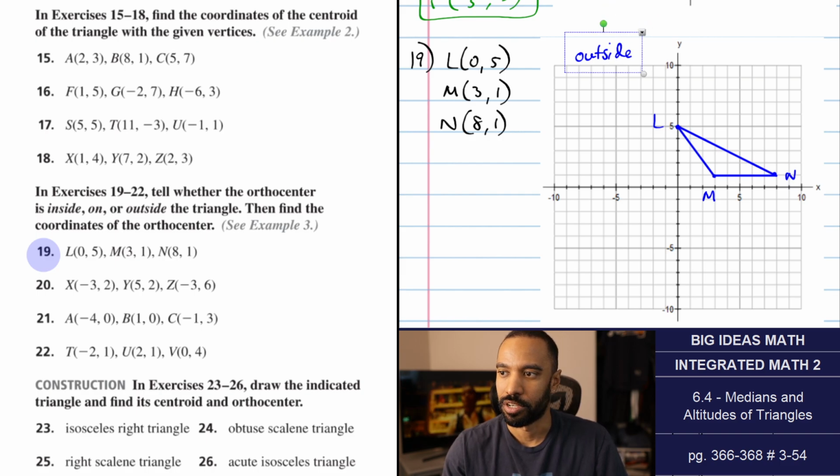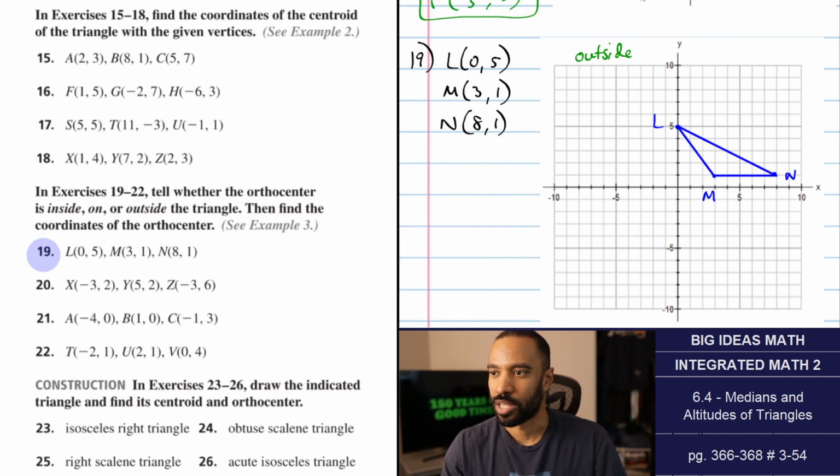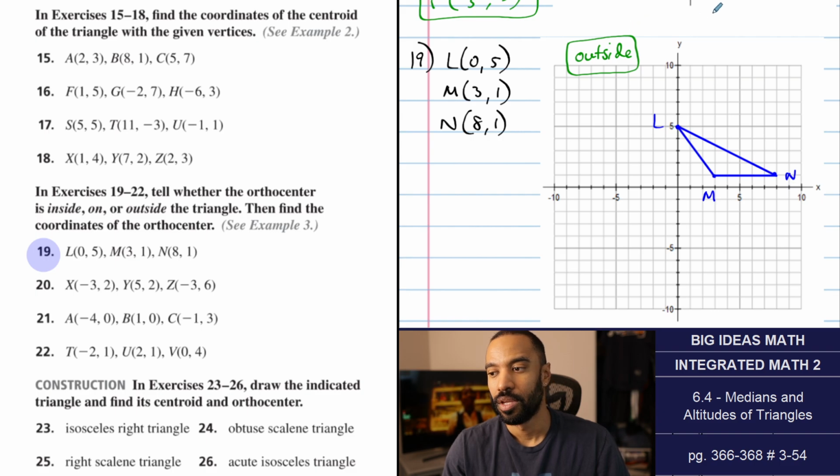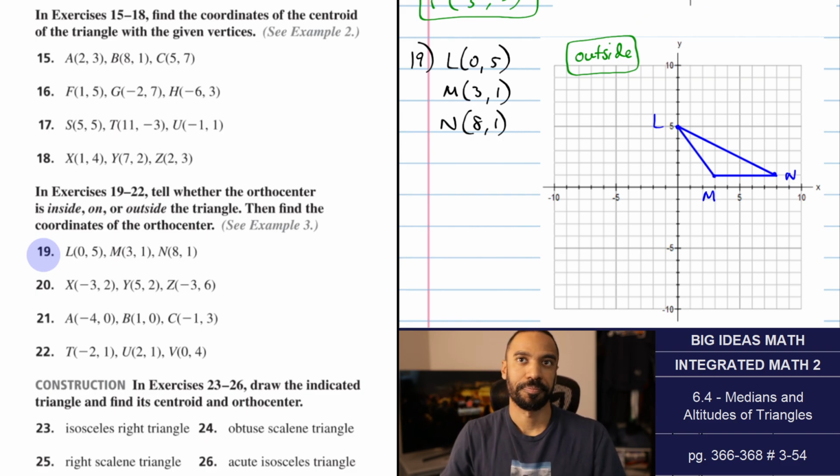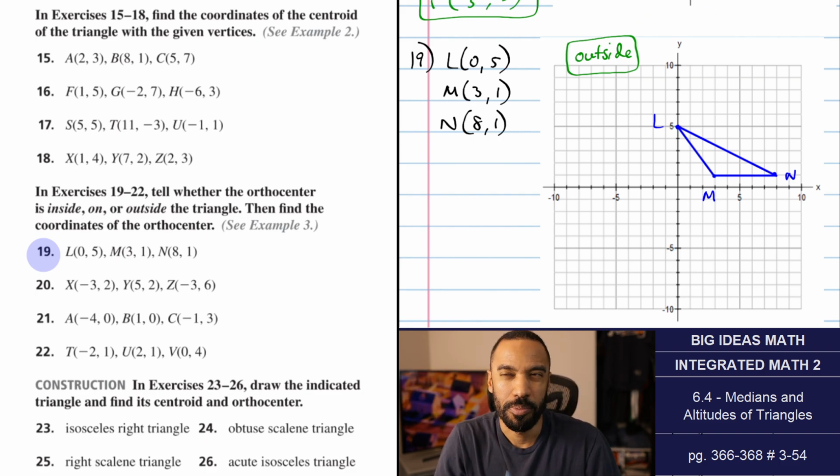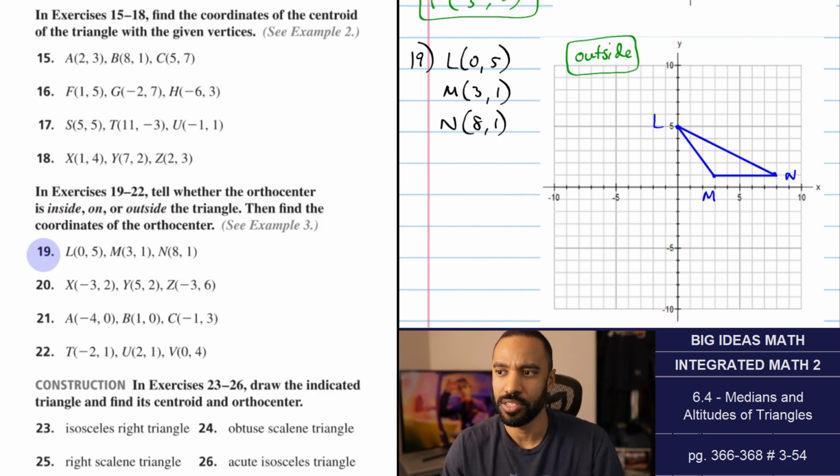Do it in a different color. Let's use green. Orthocenter's on the outside, so that's part of my answer. Now let's find the orthocenter. Okay, as far as finding, these should be pretty fast. It's not really much to calculate. You just got to make sure that you know how to draw certain things.